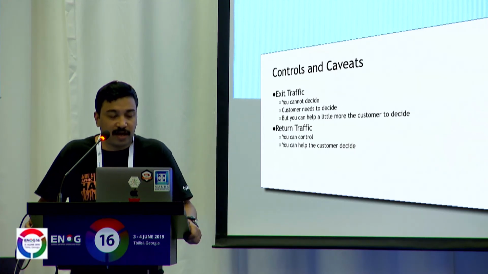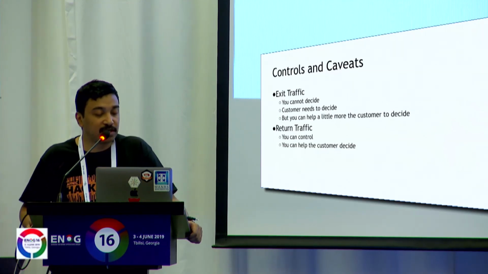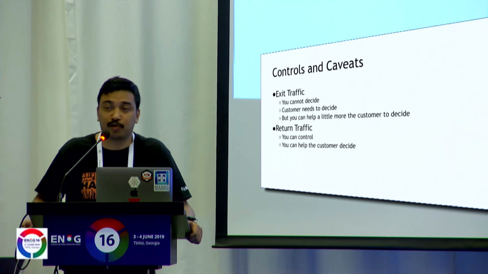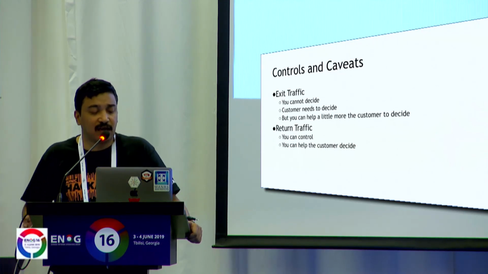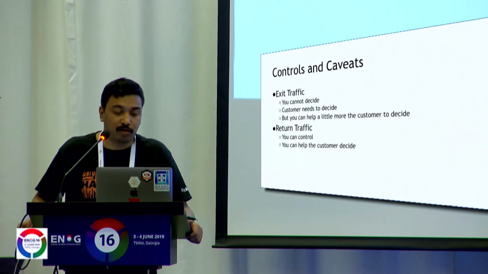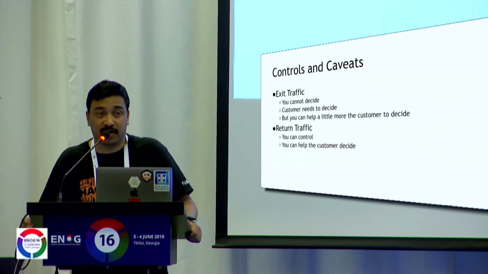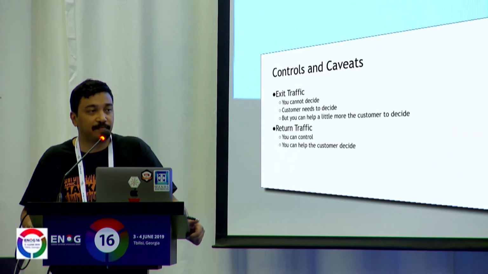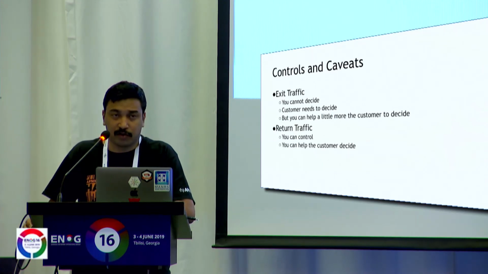So there are some controls and caveats. Exit traffic: most likely, you cannot decide what should be your exit point. Sometimes the customer needs to decide, because a customer can have multiple upstreams, and so the customer needs to define with which upstream they want to send their traffic. But definitely, as a transit provider, you can help them a little more to decide. Then there's return traffic. So definitely you can control it, you can stop it, and you can help the customer decide how their return traffic is going to come back. So in BGP, your outgoing advertisement actually affects your incoming traffic, and your incoming route preference works with your outgoing traffic.